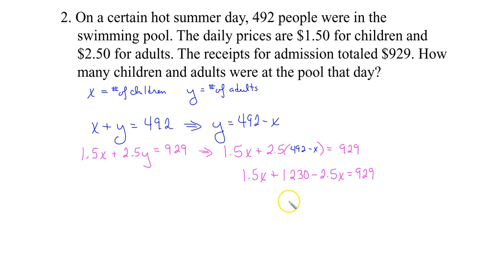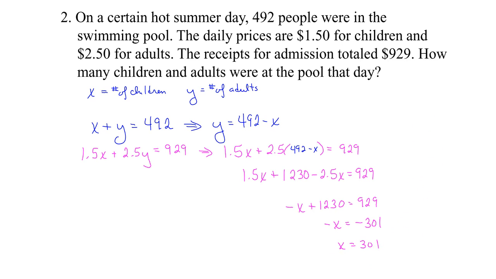So let's finish simplifying this side. So 1.5 minus 2.5 is going to give me negative x plus 1230 is equal to 929. Subtracting our 1230 from both sides, we get negative x is equal to negative 301. But we now know that positive x is equal to positive 301.